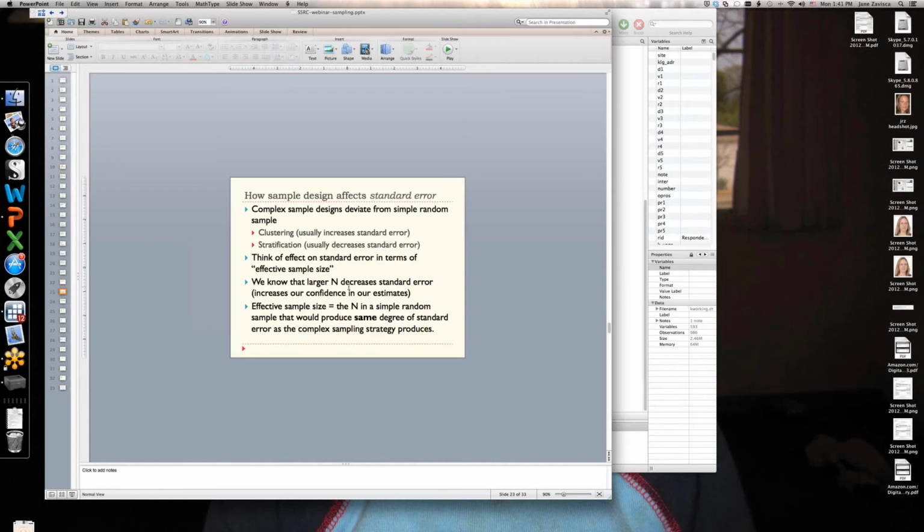So, if we know that our clustering is essentially decreasing the quality, our confidence in our survey, we would need, relatively speaking, a larger sample for a clustered design to get the same statistical power as if we had a simple random sample. So, simple random samples essentially are more efficient, in the sense that you can have a smaller sample size. However, there are cost trade-offs.